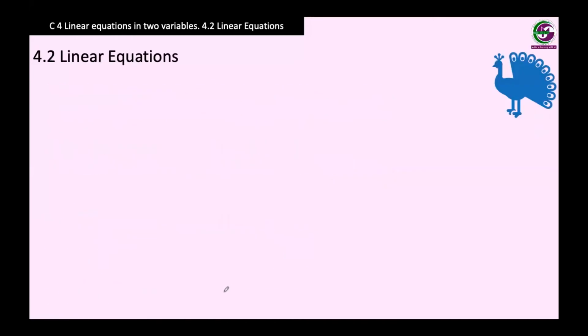Let's see linear equations. We have already explained what a linear equation is. It should be an equation, and the highest power of the equation should be 1. Highest power means we say degree. So the degree of the variable should be 1. And how do we write an equation in the form of ax plus by plus c is equal to 0?